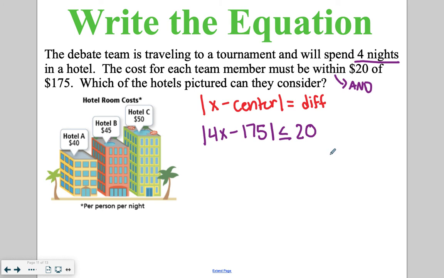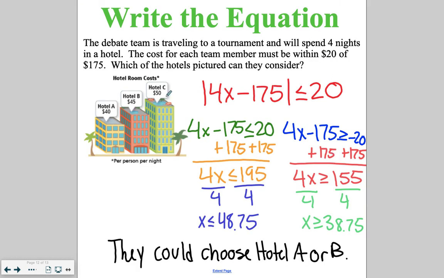Now I want you to go ahead and solve it and then decide which of the 3 hotels, if any, they should consider. Once you solve your equation, for the first one, it has to be less than $48.75, and for the second one, it has to be bigger than $38.75. So the 2 hotels that fall within $38.75 and $48.75 are going to be Hotel A and Hotel B. If you have questions about this or anything else from the lesson, please let me know when you get to class.